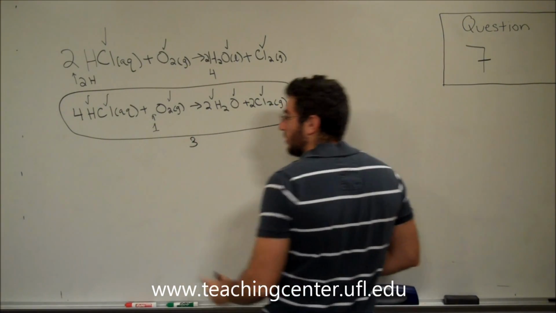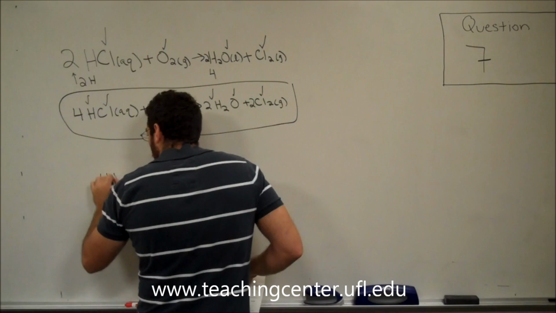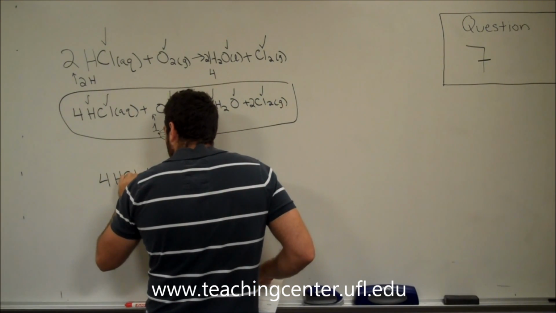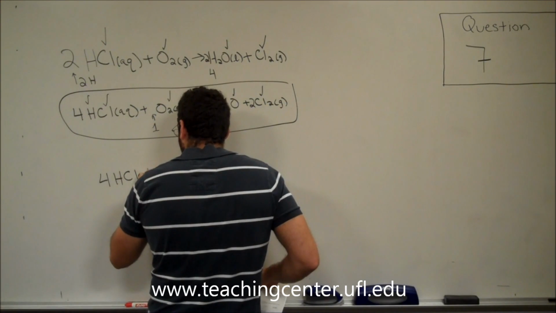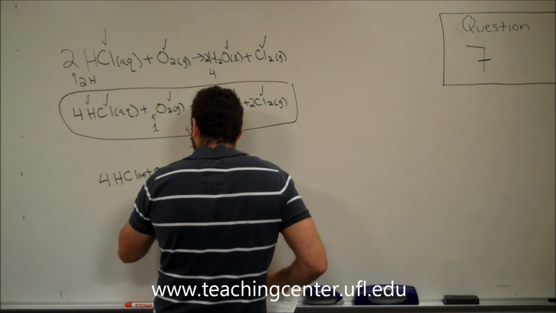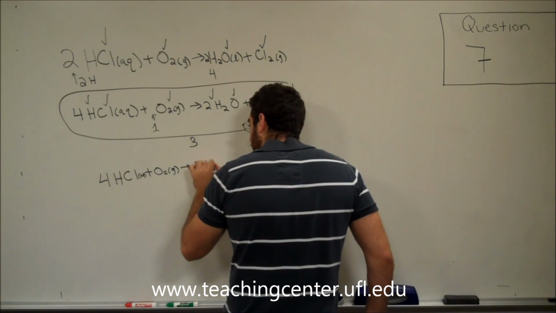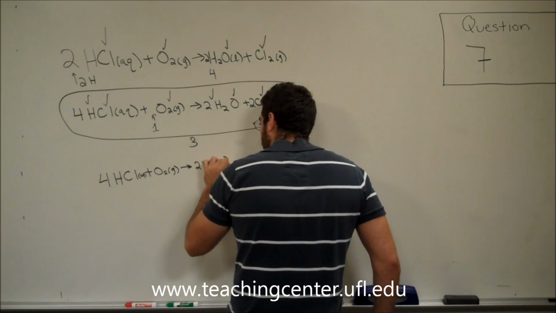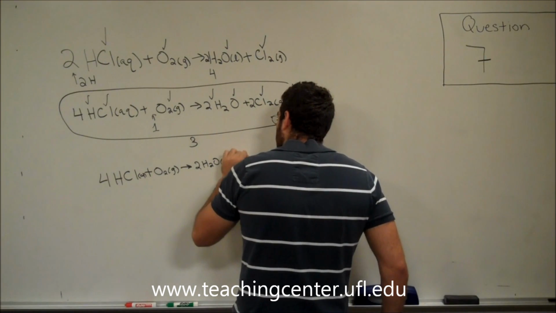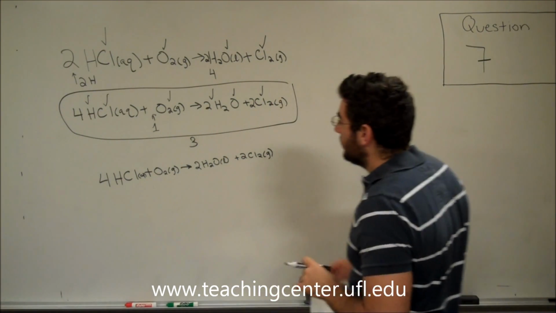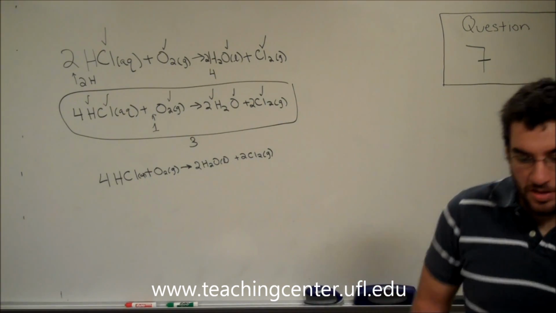So to make it look a little bit better, we have 4 HCl aqueous plus oxygen gas on the left side of the equation to yield 2 water molecules plus 2 chlorine gas molecules. So 4, 1, 2, 2 would be the way we did that.